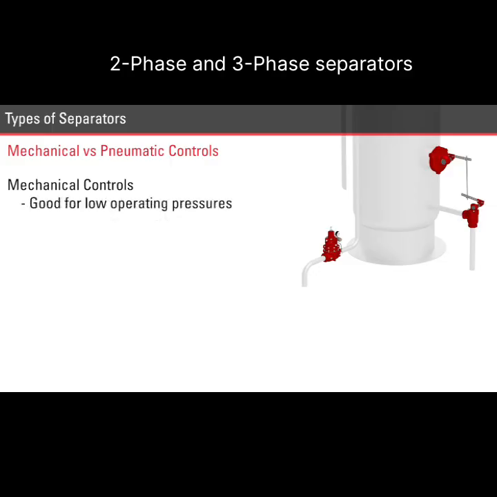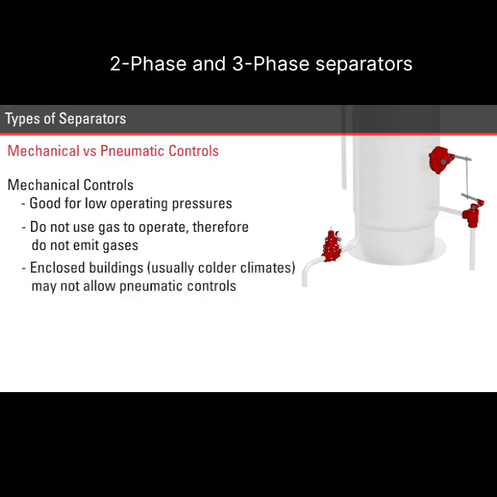If the operating pressure is low enough, mechanical controls are a great choice. Some regulatory agencies tightly control fugitive gas emissions. Mechanical valves don't use gas to operate and therefore don't emit gas under normal operation. Enclosed buildings usually found in colder climates may not allow pneumatic controls to be used for safety reasons.